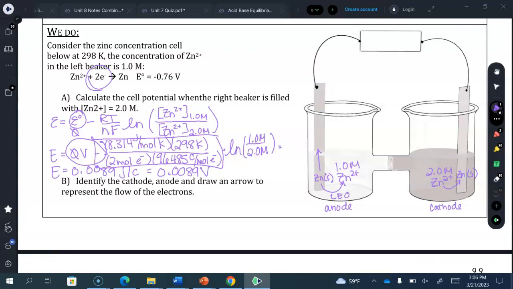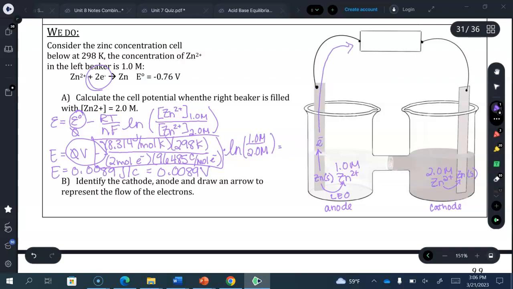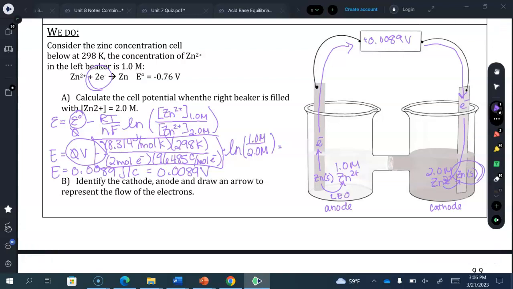Okay. And then we're going to draw an arrow to indicate where the electrons go. Well, since this is becoming an ion, my electrons are going to shoot up this way through my voltmeter and generate that positive 0.0089 volts, and then into this electrode so that they can be accepted by the ions here and form that solid over here.